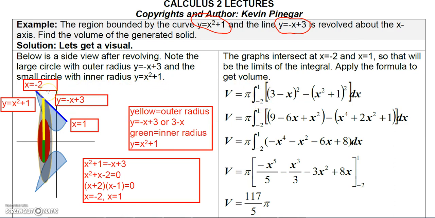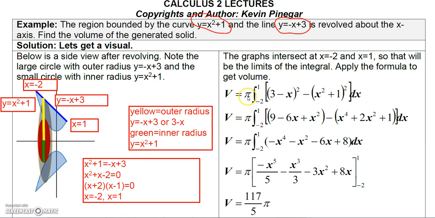Okay, now let's talk about the outer radius and the inner radius. So if you'll notice, from the center to the outer radius, that would just be the distance from the x-axis to the blue line, and that's the line y equals minus x plus 3, or just 3 minus x. And then the inner radius would be the distance from here to here, but I went ahead and just showed it down here as the same radius. So it's the distance from the x-axis to the parabola, which is just going to be x squared plus 1.